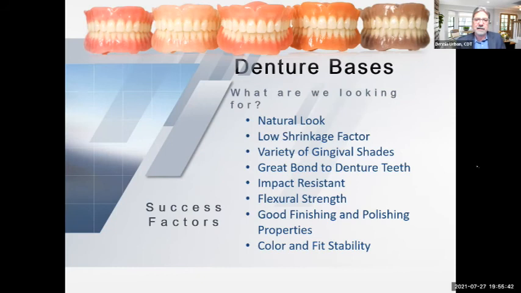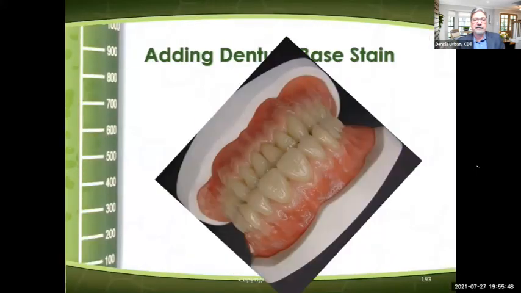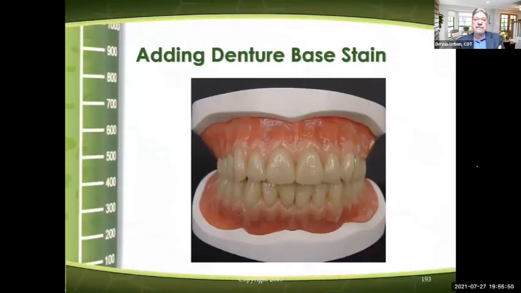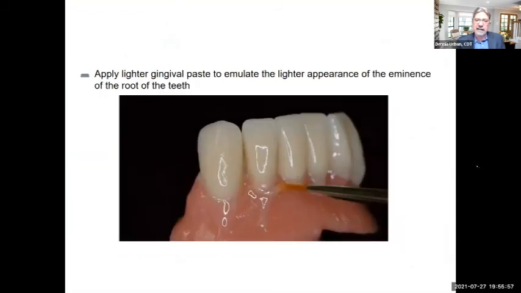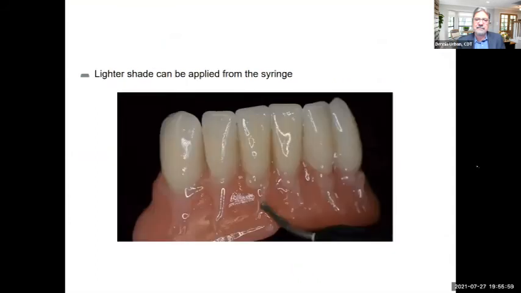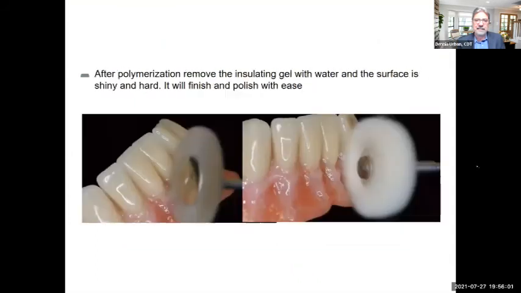Something that's going to have impact resistance, flexural strength, good finishing and polishing properties, with color, fit, and stability. And then if you want, you can add denture-base stain. What I'll do here is prepare the surface and roughen it up. After the denture is processed, I'll start adding some gingival stain. I'll light cure it, and I'll polish it.